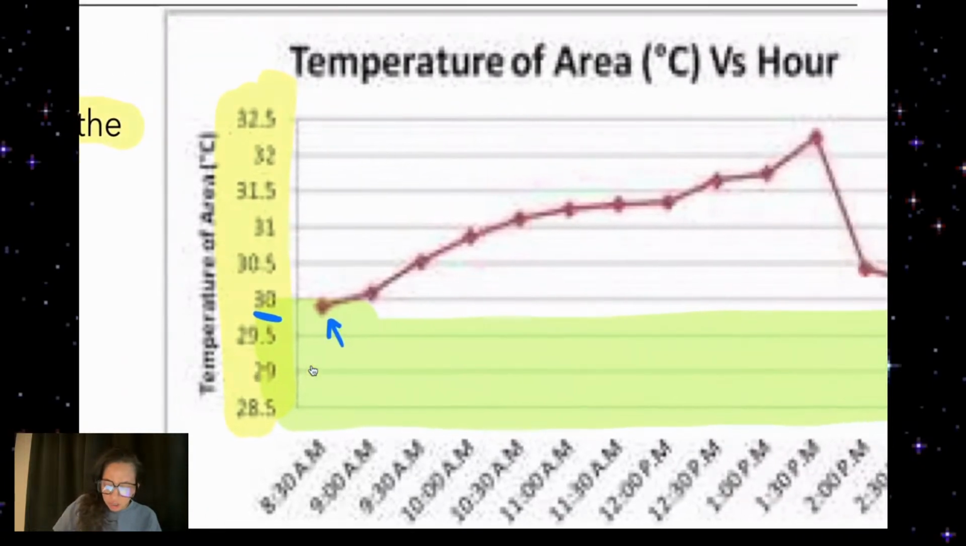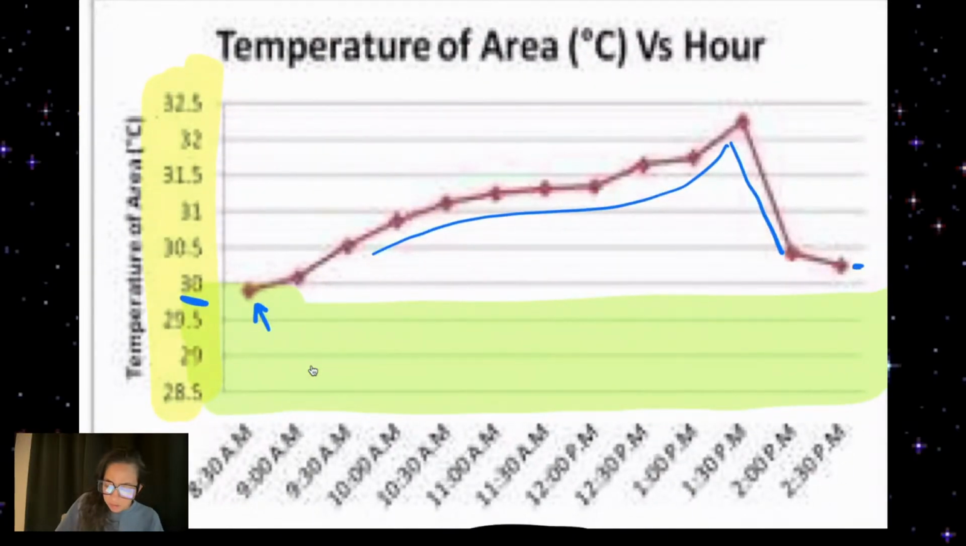All of these other dots are going up, up, up, up, up. It drops down, but that dot is at the 30.5 line. And this dot is between the 30 and the 35. So this is the lowest temperature, and it happens at 8:30 in the morning. So A is going to be the correct answer.